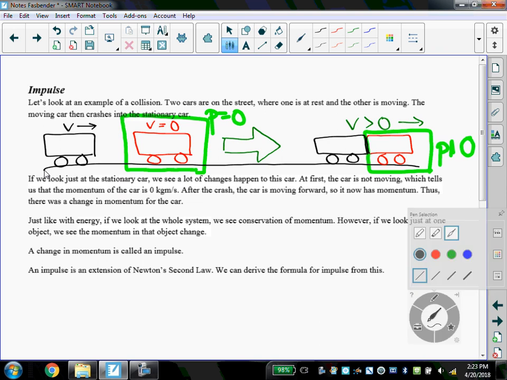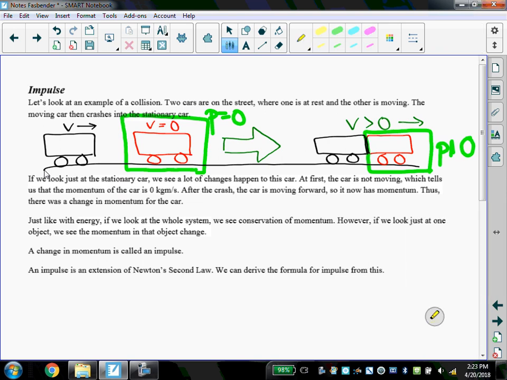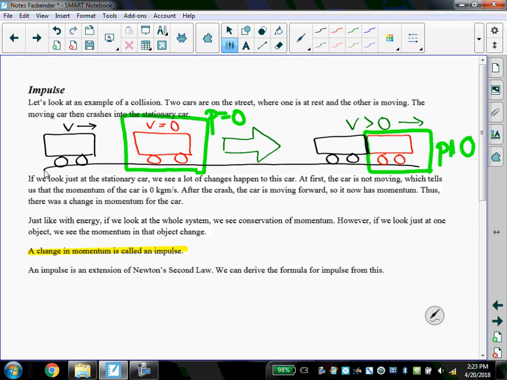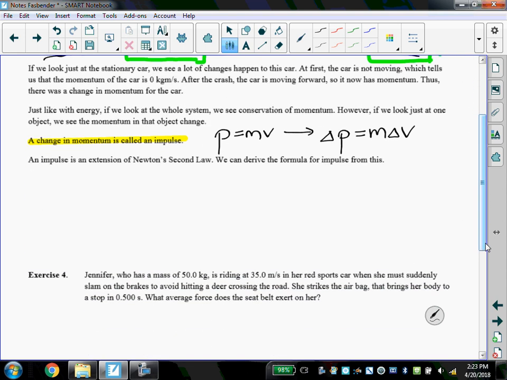Now this has a name. A change in momentum is also called an impulse. Okay? Now how can we calculate this? Well, we know that momentum is equal to mass times velocity. So in order for us to change that momentum, it's not often because we change the mass. Most of the time we get a change in momentum because we have changed that velocity, as we did in the example above. So if I ever ask you guys to calculate a change in momentum, I'm asking you to tell me what the mass times the change in velocity is.